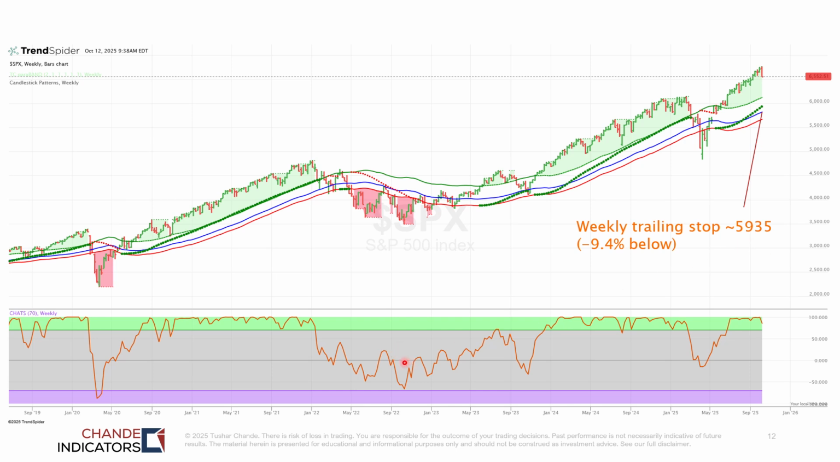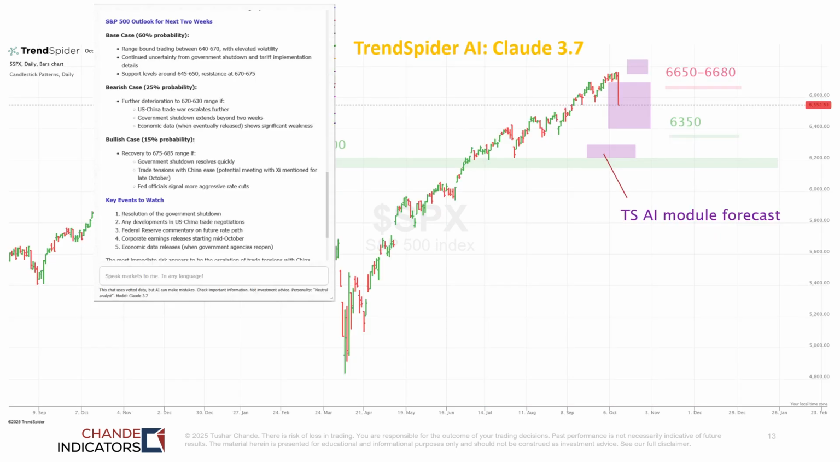And of course, the CHATS indicator tells you that if it breaks below the green region, then the first layer of support would be down in the zero area, and then the next step down would be in the purple area. So this is quite fascinating.